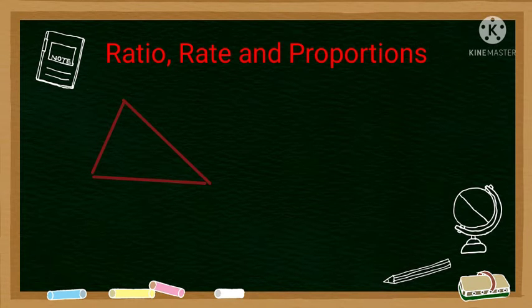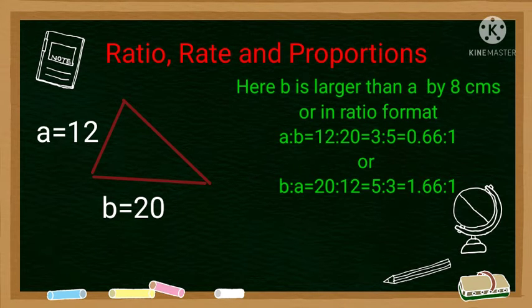Let us have a look at two sides of a triangle. One side is 12 centimeters long and the other is 20 centimeters long. One way to compare these sides is by saying that one side is 8 centimeters longer than the other. Or in ratio format, we can say that the ratio of the second side to the first side is 20 is to 12, that is 5 is to 3, which further simplifies to 1.66 is to 1. That is, the second side is 1.66 times the first side, or the first side is 0.66 times the second side.